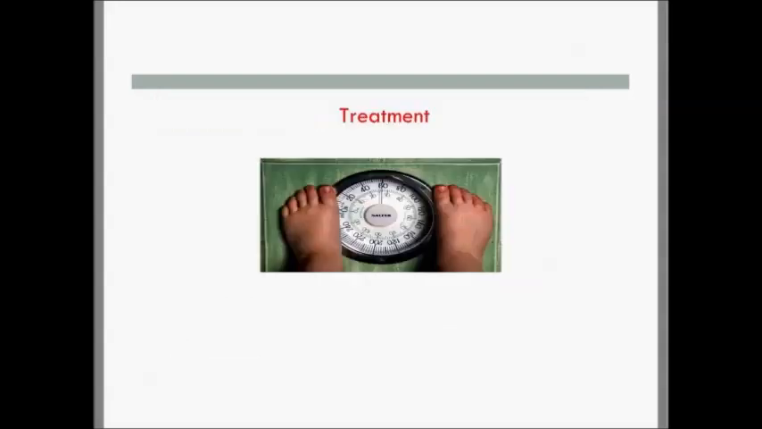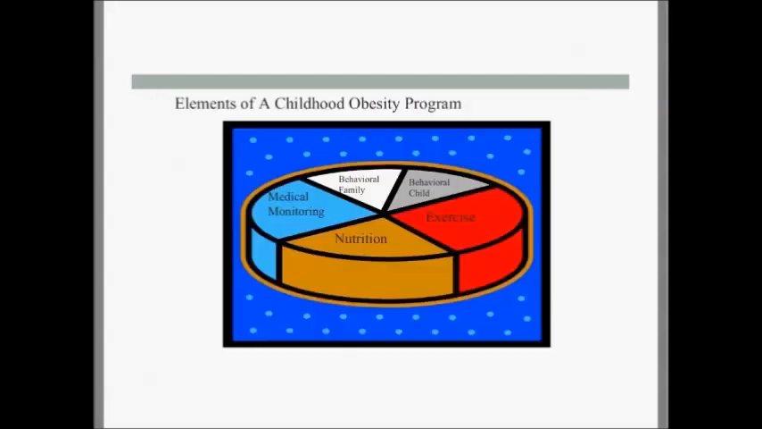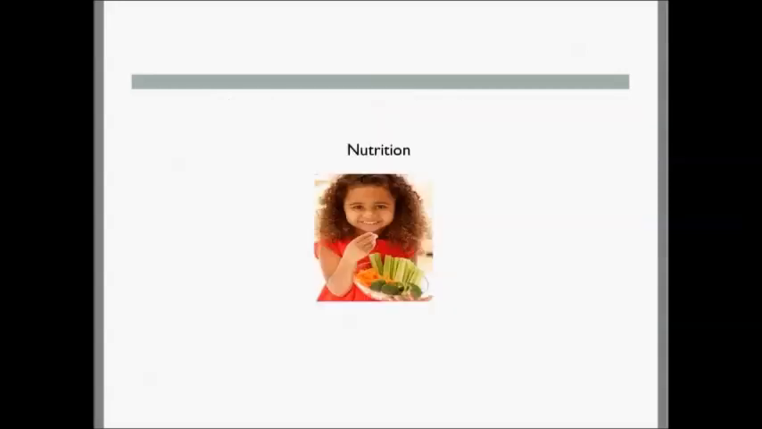Okay. All right, on to treatment. Okay, so if we're looking at the elements of a childhood obesity program from obesity medicine specialists, there are 5 pieces of the pie you can consider. So number 1 is nutrition, and then we've got exercise, we've got the medical monitoring piece, and then behavior is sort of split into the behavior of the family and then the behavior of the child. So let's start out with nutrition.